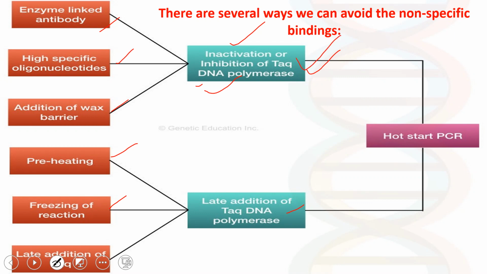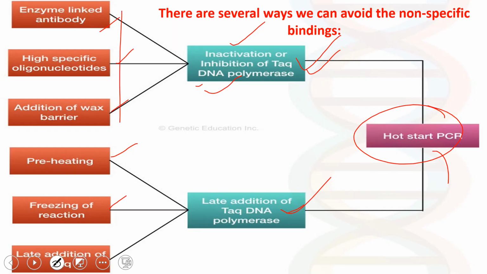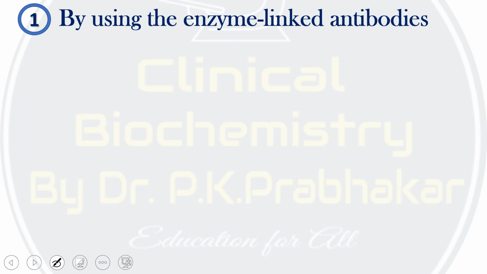Overall, by either of these processes, you can perform hot start PCR, and the ultimate product is that you don't have non-specific binding, and non-specific extension will not be there. So only the PCR product will be there. Now we are going to see all these different methods one by one. The first is using enzyme-linked antibodies.